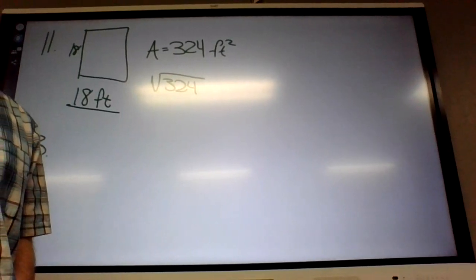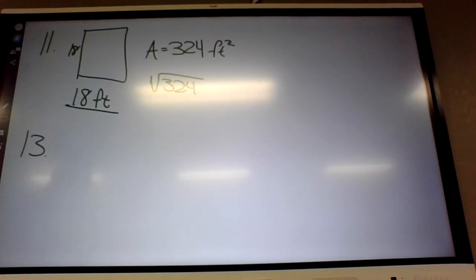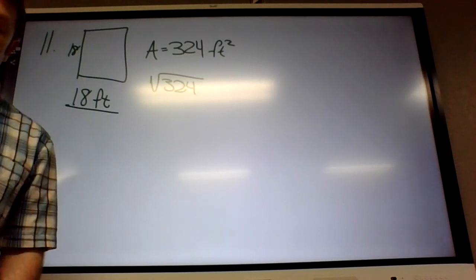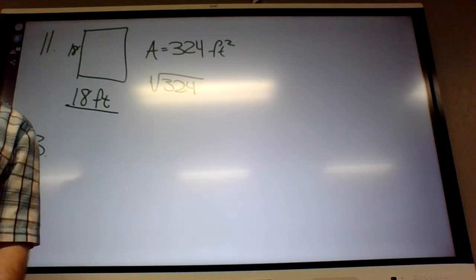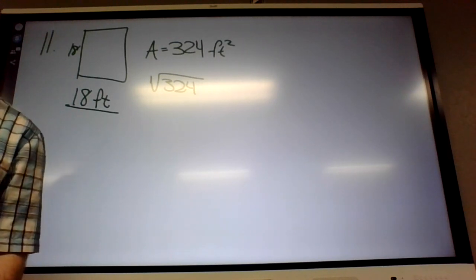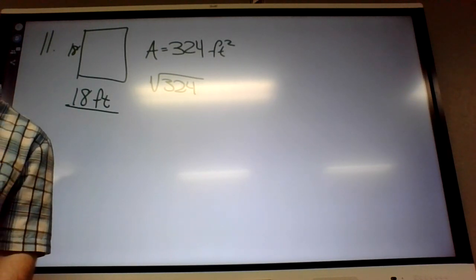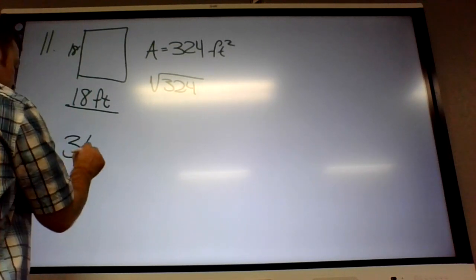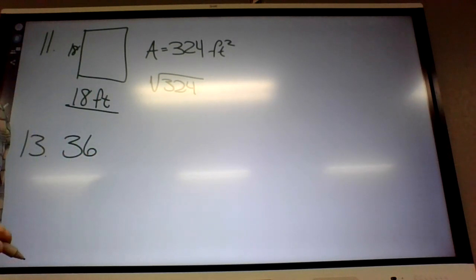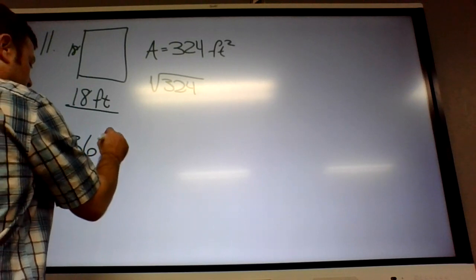All right, 13. It says complete the table describing rectangles with base B and height H. So how do you find the area of the rectangle? Multiply, right? Base times height. So 3 times 12 for number 13 is 36 inches squared.